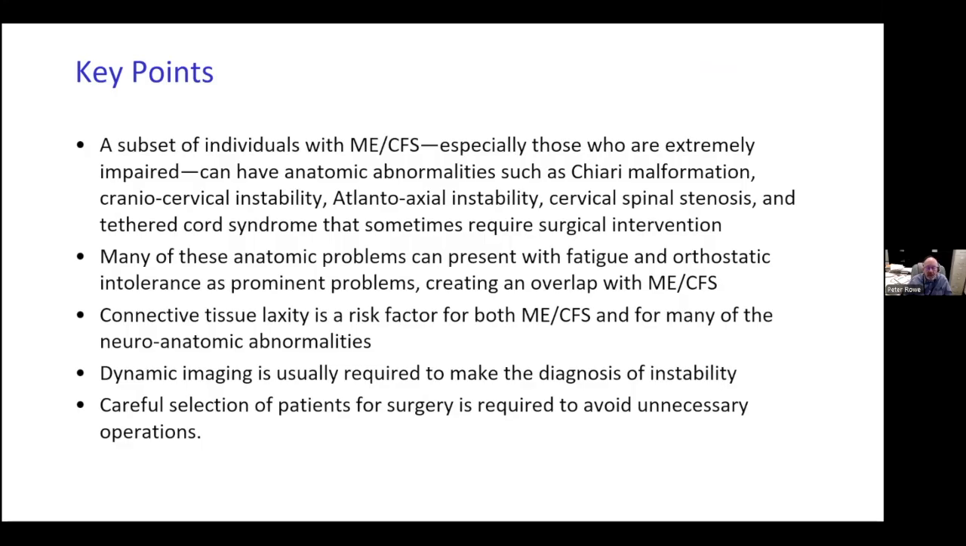Many of the anatomic problems can present with fatigue and orthostatic intolerance as prominent problems, so there's an overlap with ME/CFS. Connective tissue laxity is a risk factor for both ME/CFS and for many of the neuroanatomic problems. Dynamic imaging is usually required to make the diagnosis, and it's critical to have careful selection of patients for surgery in order to avoid unnecessary operations. I'm going to stop there.